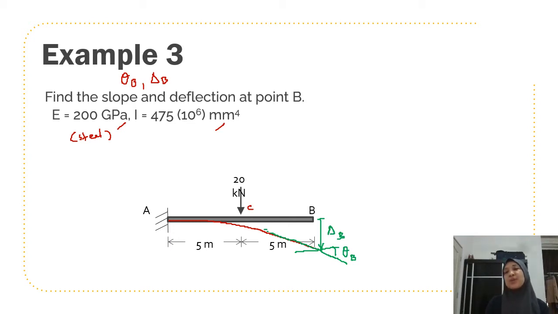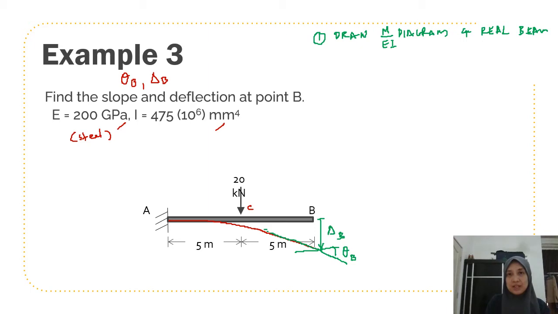So what you need to do is first, the first step that you need to do is to draw the bending moment diagram of your real beam. M over EI diagram, sorry. So that's why if you are struggling with drawing bending moment diagram, then you are going to have difficulty in this exercise. Okay, so how do you draw M over EI diagram?